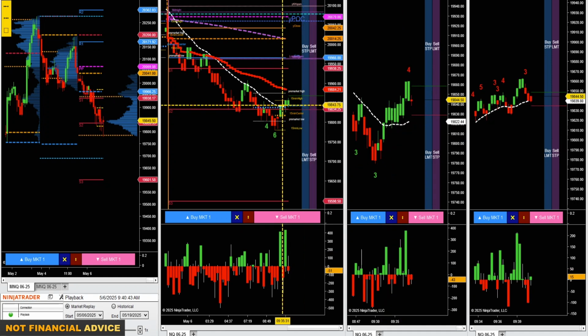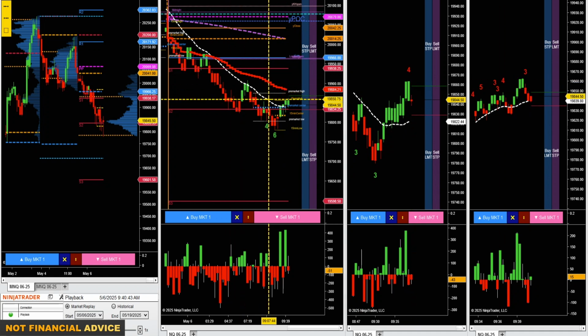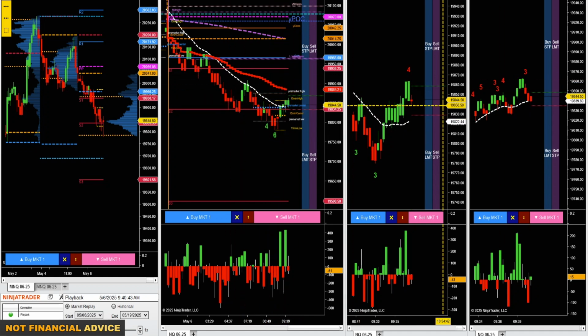Then I'm also looking for things like the 20 SMA on all 3 time frames. It's a stronger long bias if I'm above the 20 on all 3 time frames, or a stronger short bias if I'm below the 20 on all 3.